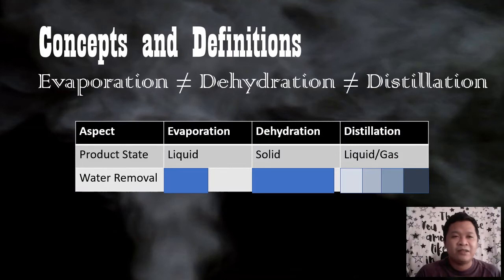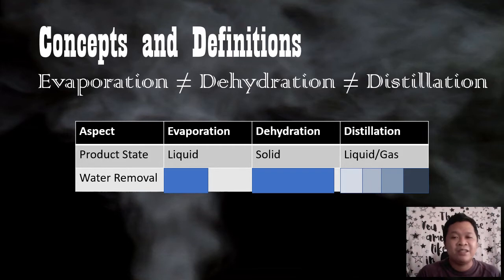So please take note that as a unit operation, magkakaiba po ang evaporation sa dehydration and distillation. The only thing common with them is that there is removal of water, but the product state in evaporation is mainly liquid as opposed to dehydration where you have a solid product, and distillation which is having a solid or liquid product.